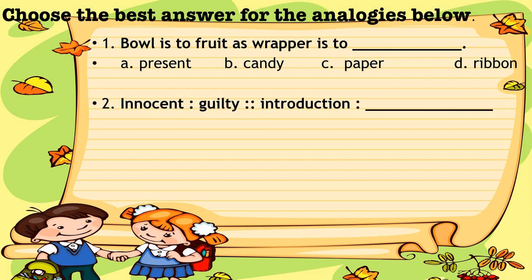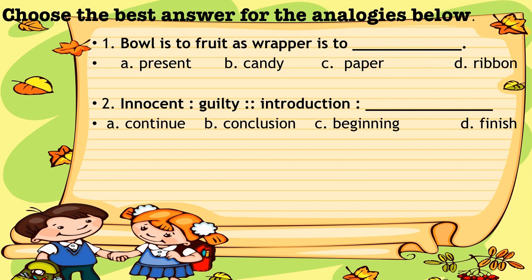Number 2, innocent is to guilty, as introduction is to blank. Is it A, continue, B, conclusion, C, beginning, or D, finish? And notice what type of analogies it is here. Innocent to guilty, these are opposite. So therefore, introduction will then be to conclusion. Very good, boys and girls.